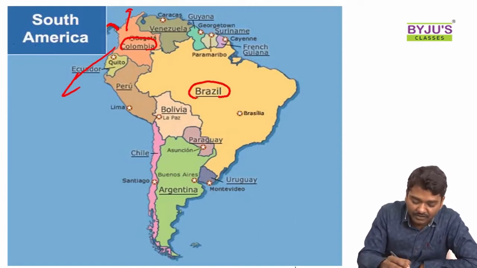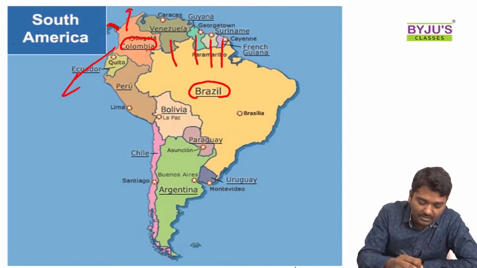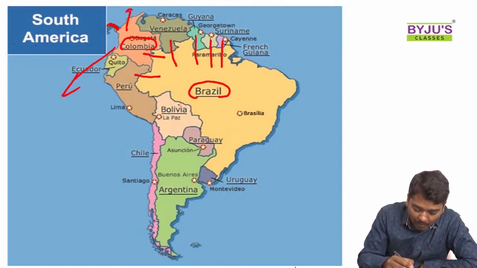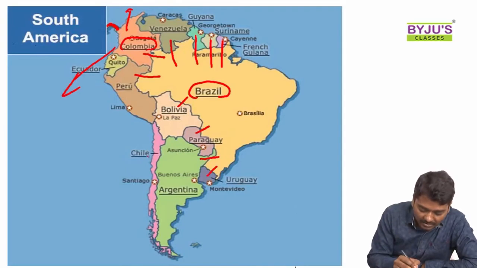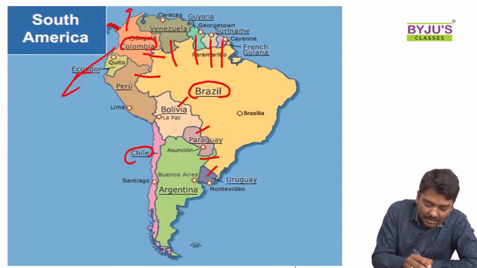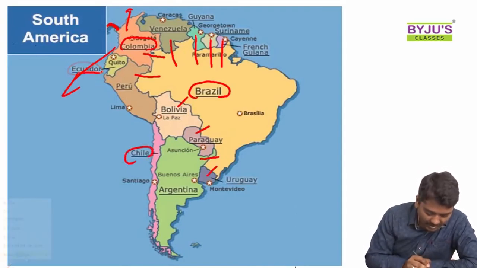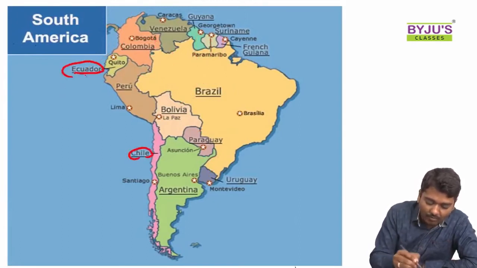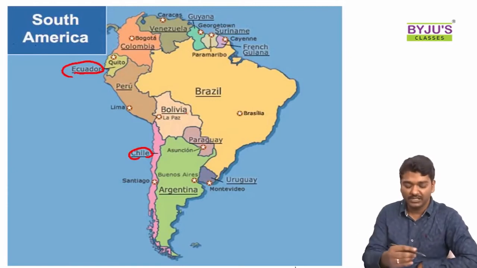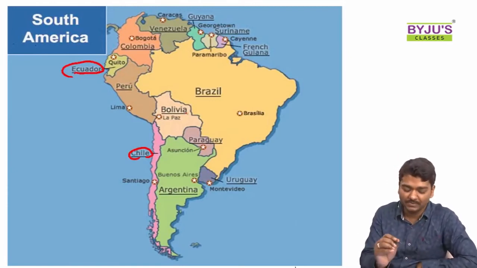So can you see French Guiana, Suriname, Guyana, Venezuela, Colombia, you have Peru, you have Bolivia, Paraguay, Argentina, Uruguay. What is not there? Chile and Ecuador, right? Chile and Ecuador don't have boundary with Brazil. So this can be a question, please be prepared.